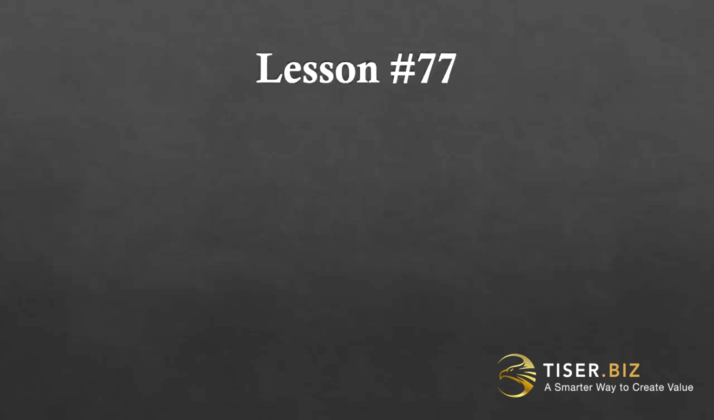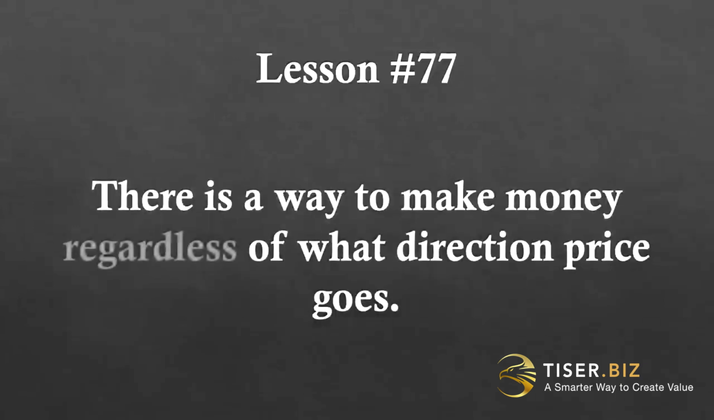Lesson number 77. There is a way to make money regardless of what direction price goes. The elegant mathematics of derivatives allows traders to profit regardless of market direction. That's an extremely attractive idea to any directional trader for obvious reasons. The trick is to understand how the hedging of linear and nonlinear markets work. It's a bit difficult to learn, but it's easier to apply than directional trading.